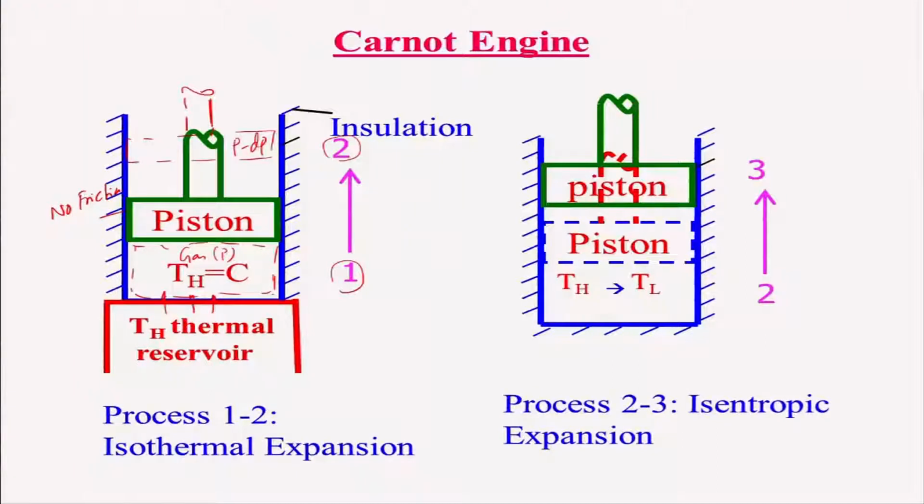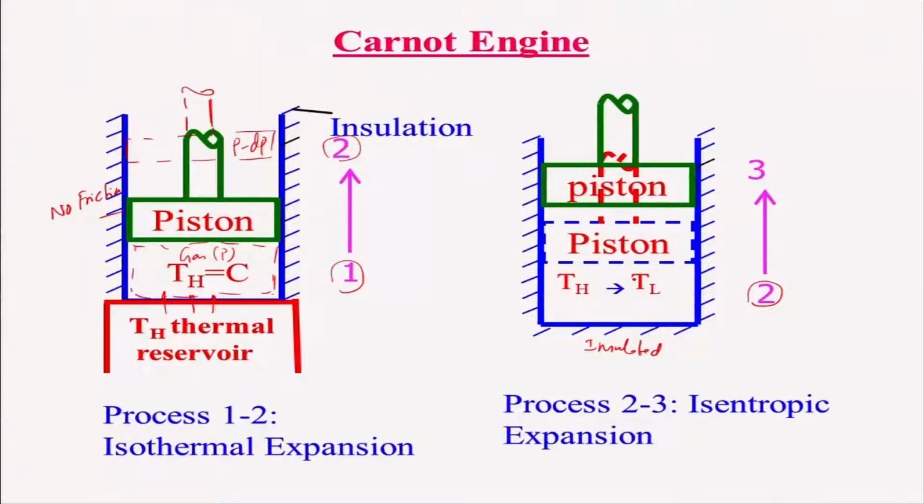Let us say that after this, the thermal reservoir which was here earlier is removed, and this is being insulated. Earlier the cylinder was insulated except the lower portion, now the lower portion is also insulated. The piston will move from state 2 to state 3, and expansion will take place. As a result, the temperature, which was at a higher temperature equal to the thermal reservoir temperature, drops down to TL, the lower temperature.